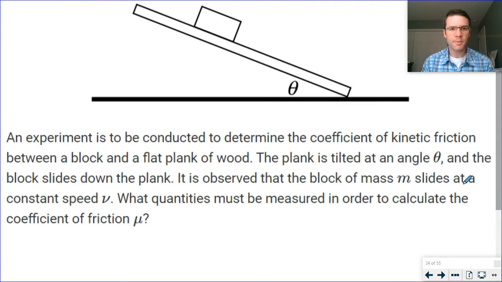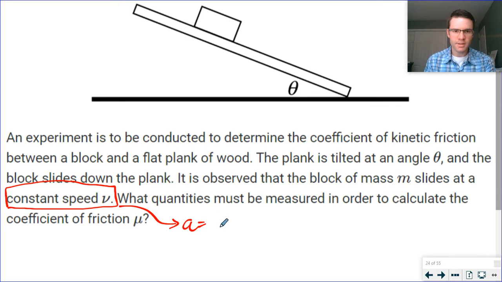Our next one, an experiment is to be conducted to determine the coefficient of kinetic friction between a block and a flat plank of wood. The plank is tilted at an angle theta, and the block slides down the plank. It is observed that a block of mass m slides at constant speed. This should tell you something about the acceleration. Constant speed means a equals 0 meters per second squared. And that should tell you something about the net force. F net must be equal to 0 newtons.